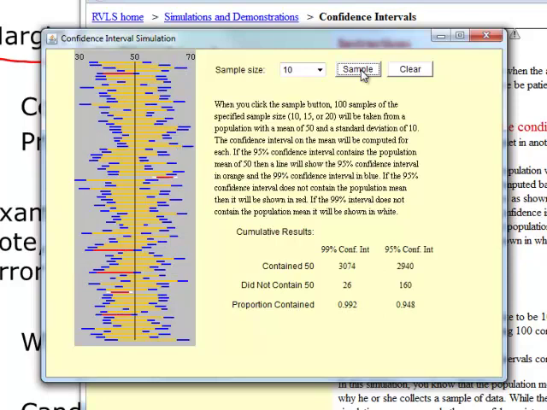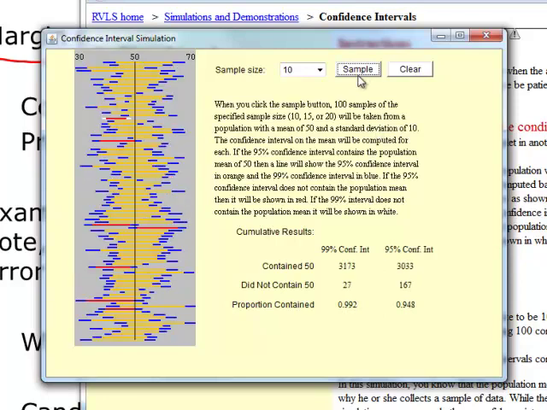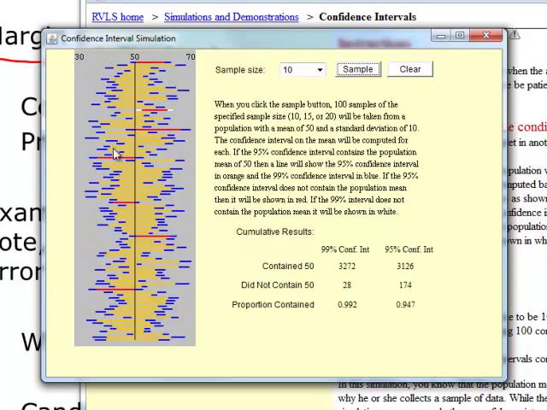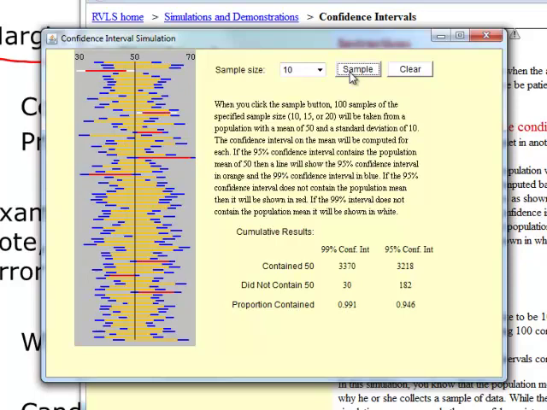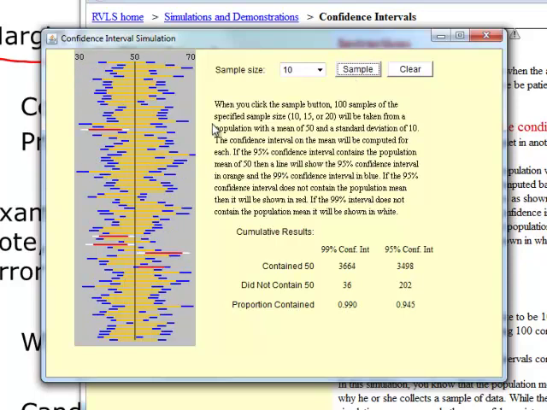Do it a few more times. You can see sometimes we have a few intervals that are not right. Sometimes we have lots of intervals that are not right. Here's a whole lot of intervals that were not right. And sometimes we have very few intervals that are not right. Most of them are correct. Here we have lots of white tips. So our 99% intervals, here's several that were incorrect.